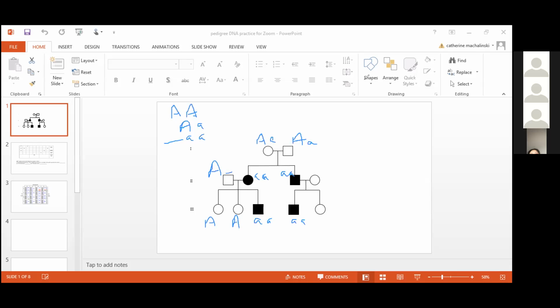Now, notice that 2-1's kid has the trait. Well, one of those alleles would have come from mom, but the other one must have come from dad. So he must have been a carrier. And he certainly could have been. Similarly, 3-1 must have inherited a little a from the mom. So far, everything is consistent with this mode of inheritance.